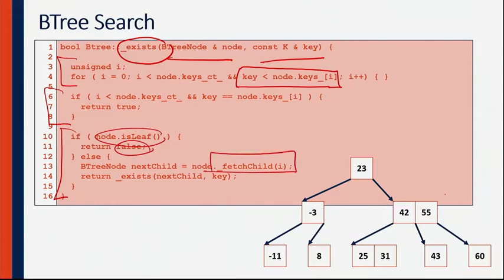The fetch child operation is going to go out to the internet, or go out to the cloud, or go out to the disk, or go out anywhere to find that next child. And that's going to be the really, really slow operation.